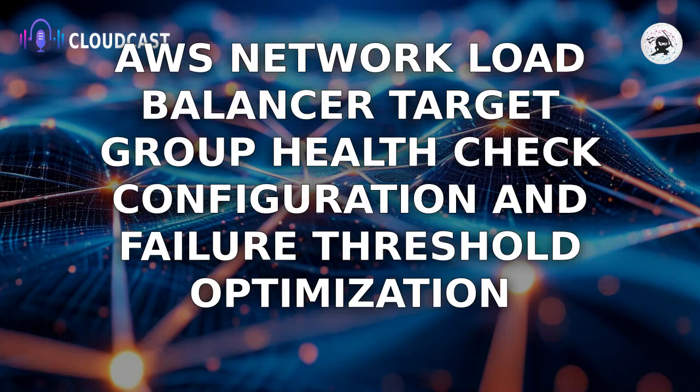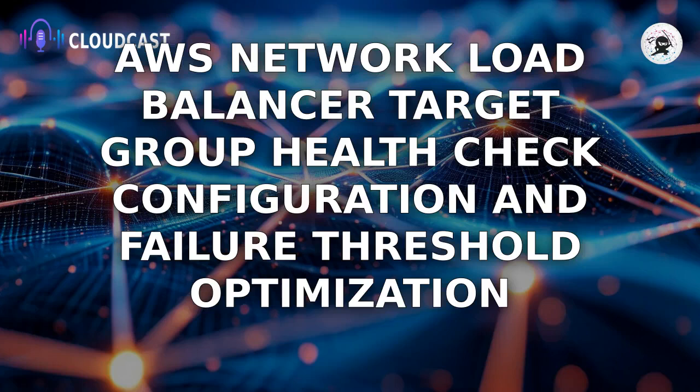Here's the problem, and it depends on which health check protocol you're using. For HTTP or HTTPS health checks, the default unhealthy threshold is 2 consecutive failed checks. For TCP health checks, it's 3. The default interval is 30 seconds either way. So if your application has a brief hiccup, maybe a garbage collection pause or a momentary CPU spike, your target gets yanked out of the pool in just 60 to 90 seconds depending on your setup. That's often way too aggressive.